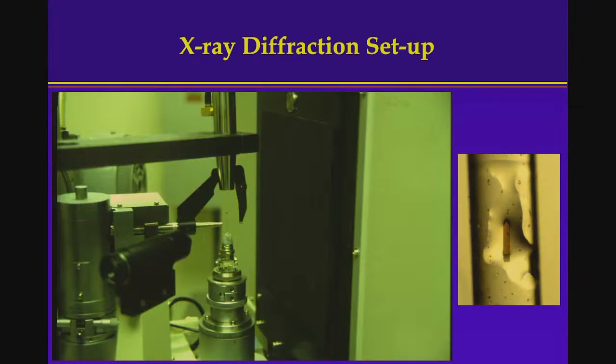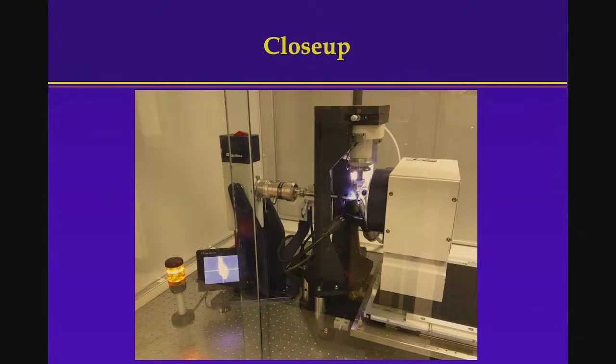It hits the crystal, diffracts, and then behind this black piece of paper is a recording instrument that records the diffraction pattern. The X-ray photons that get diffracted from the crystal are recorded behind a piece of paper. Different detectors are used for that.